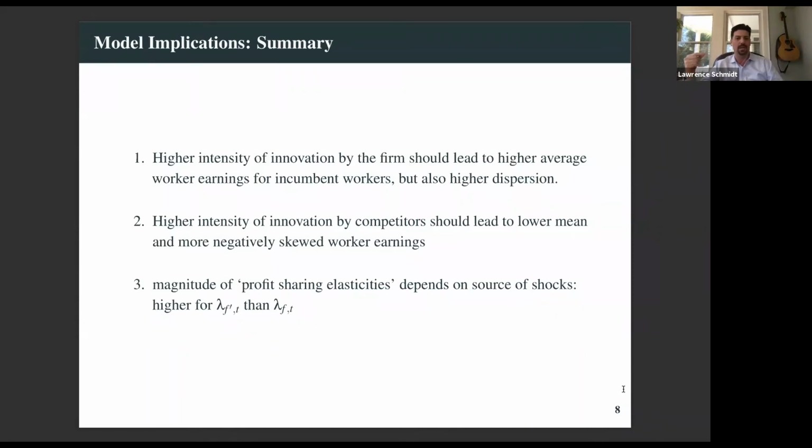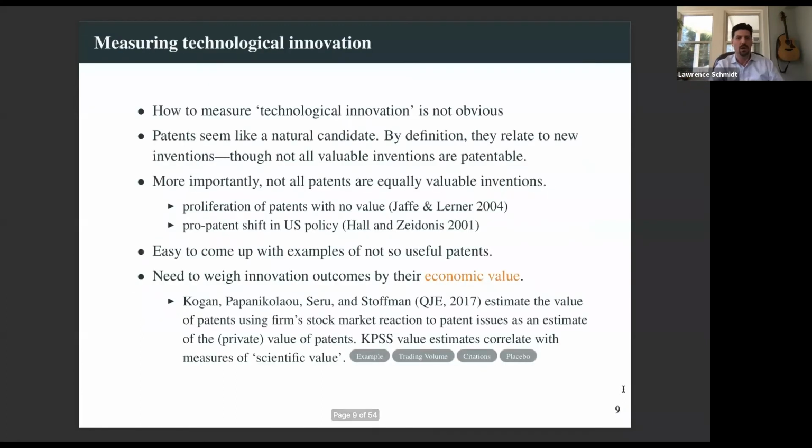The pass-through is actually going to be higher for competitor innovation relative to own firm innovation, because even own firm innovation could be associated with displacement effects. Okay, so how are we going to operationalize this in the data? How you should measure innovation is not obvious.